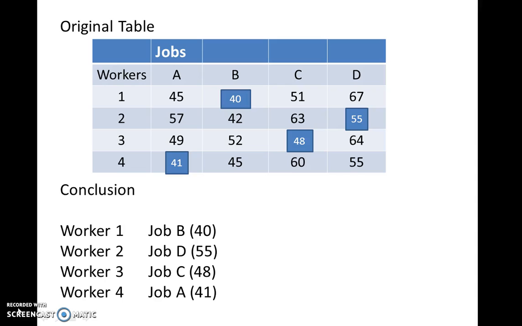Now here the conclusion is worker 1 will do job B in 40 days, worker 2 will do job D in 55 days, worker 3 will do job C in 48 days, and worker 4 will do job A in 41 days. And that is what is the optimal solution.